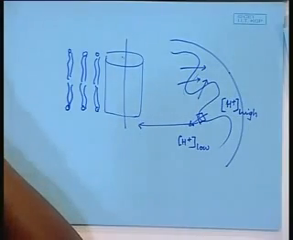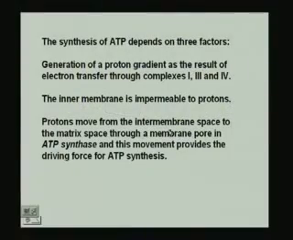So, what happens is the protons move from the intermembrane space, that is the area between the two membranes, to the matrix space through a membrane pore in ATP synthase, and this movement provides the driving force for ATP synthesis. Okay. So, basically we have the mitochondria. In the mitochondria we have a series of complexes which we are going to look at in a moment, and we have the inner membrane impermeable to protons.